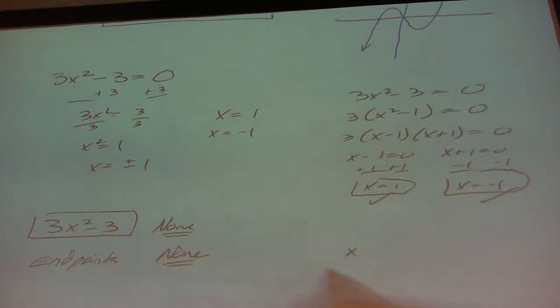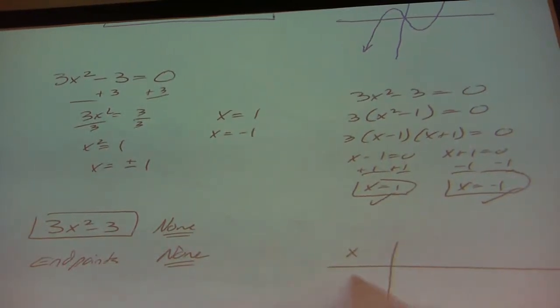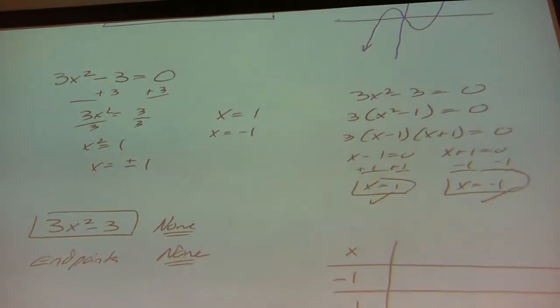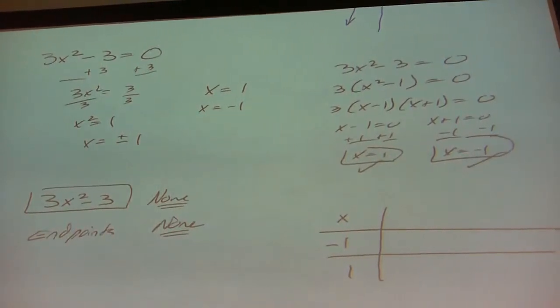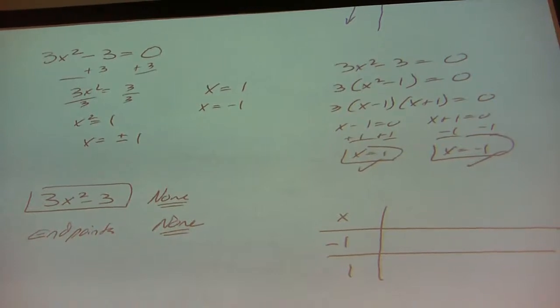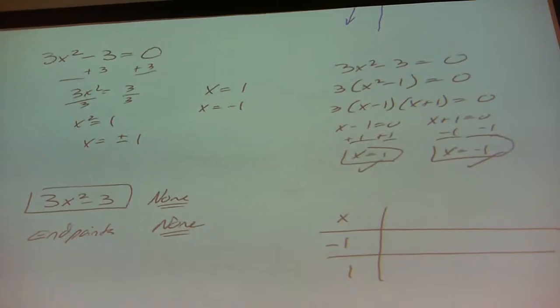So we're going to make a table. Negative 1 and 1. That's where there's a possible max or min, a possible extrema. Are we okay? Yep. Well, how do you know about the endpoints again? It has to be given. They didn't give us any. So it has to be given.